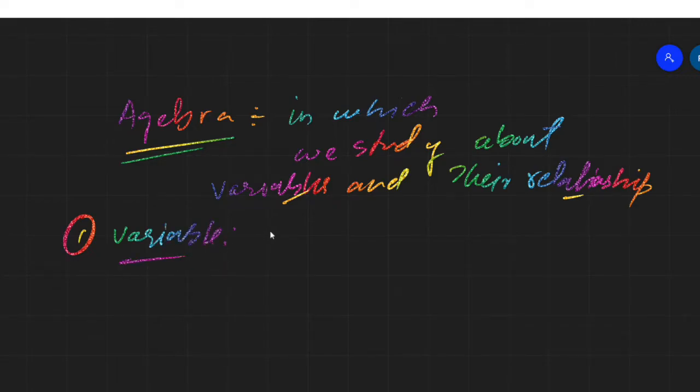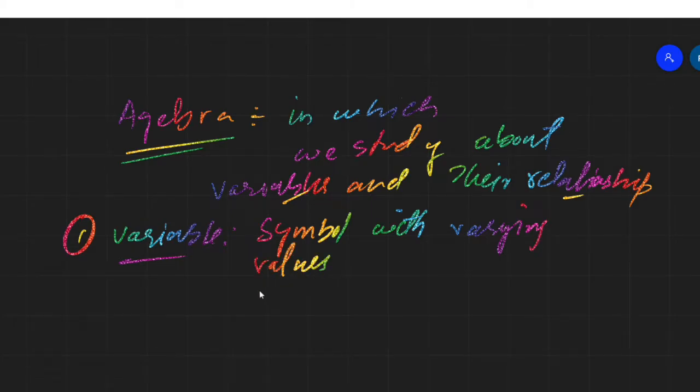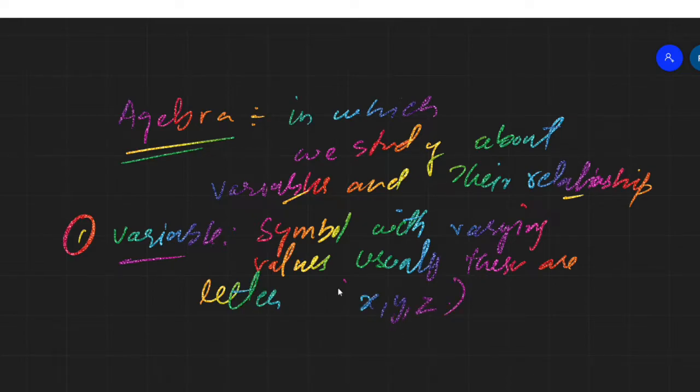A variable is a symbol with a varying value. Any symbol which has a different value in different situations is called a variable. For example, usually these are letters, small or uppercase, like x, y, z. Mostly x, y, z are the most used variables.